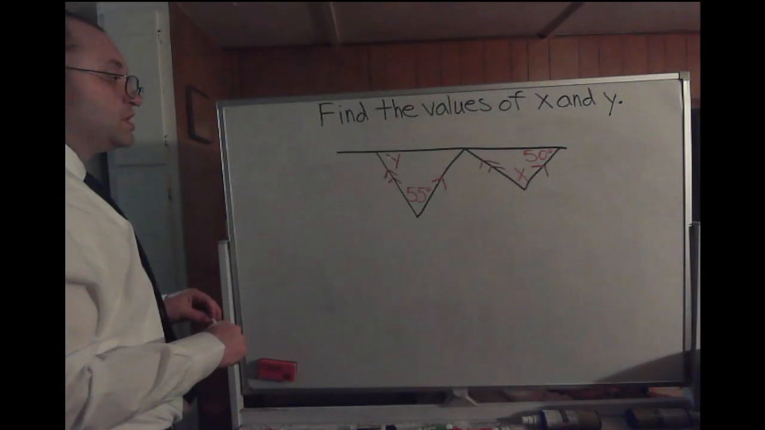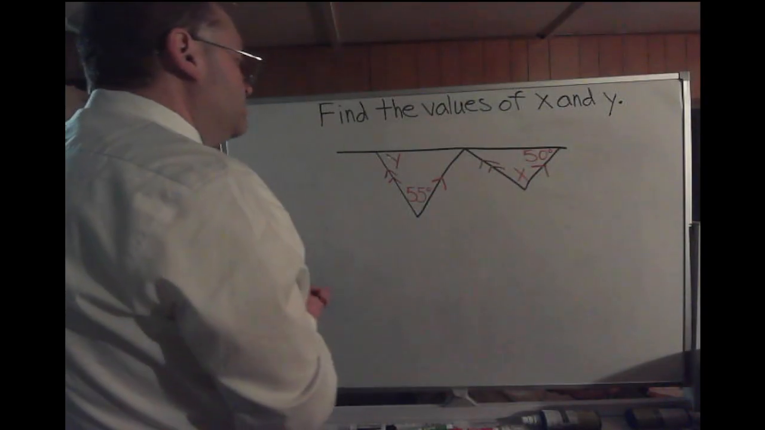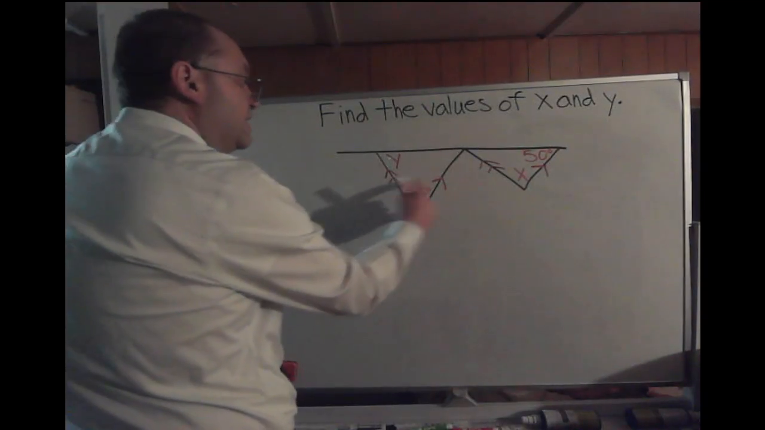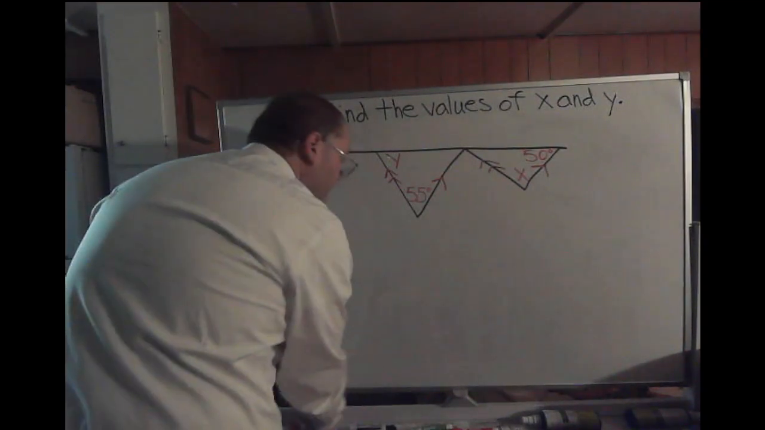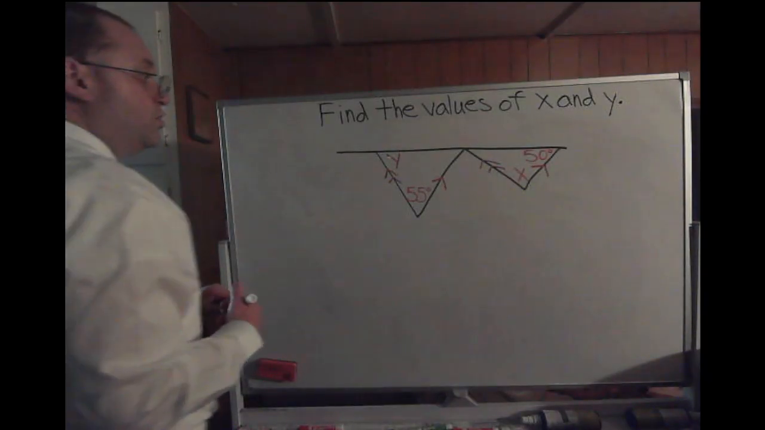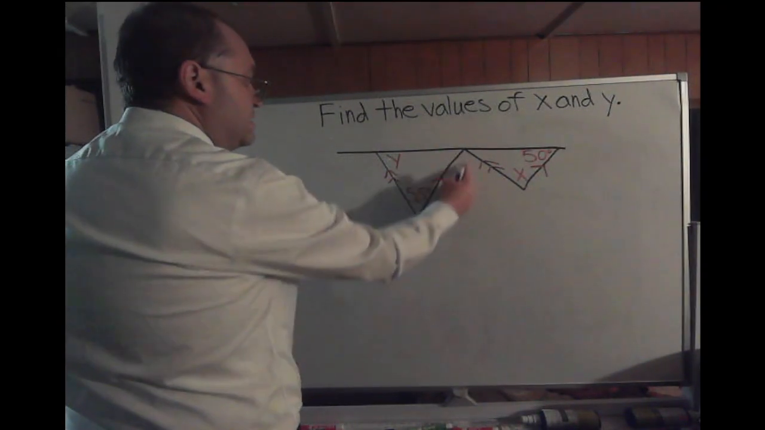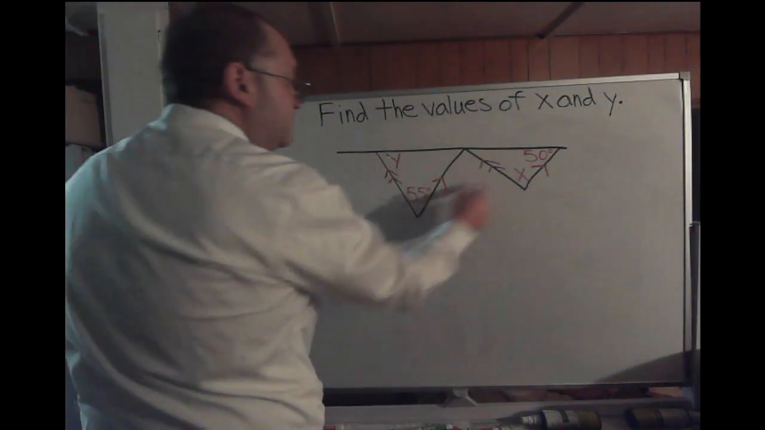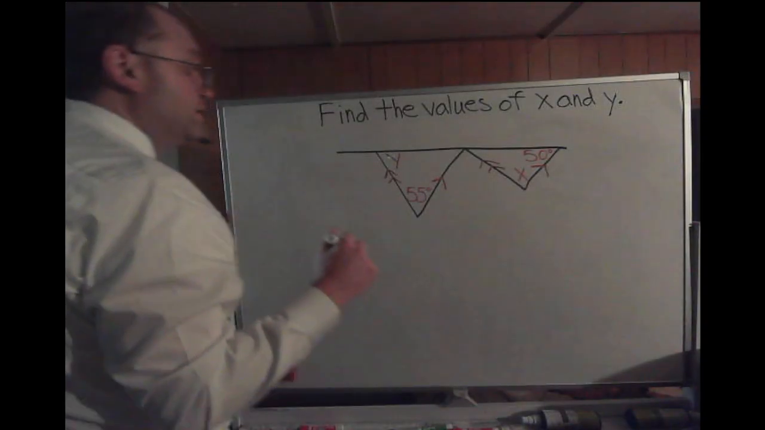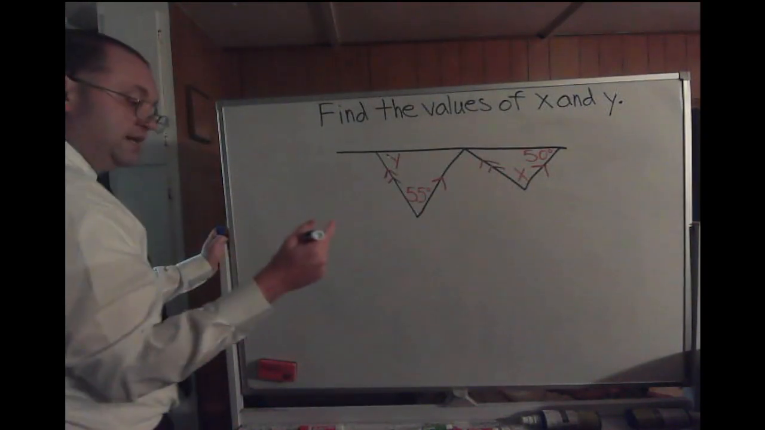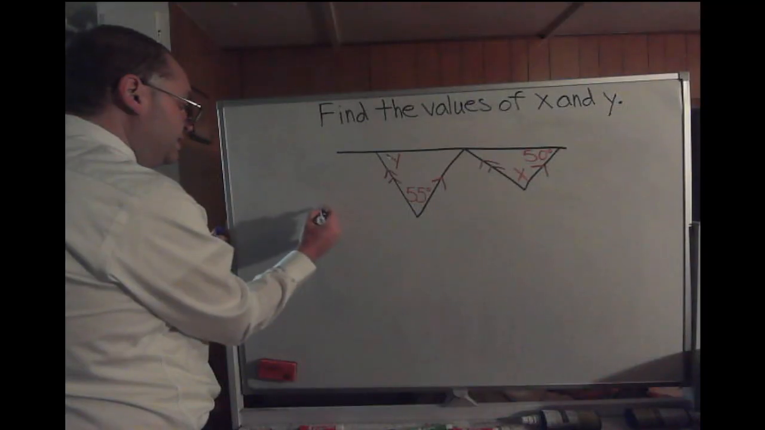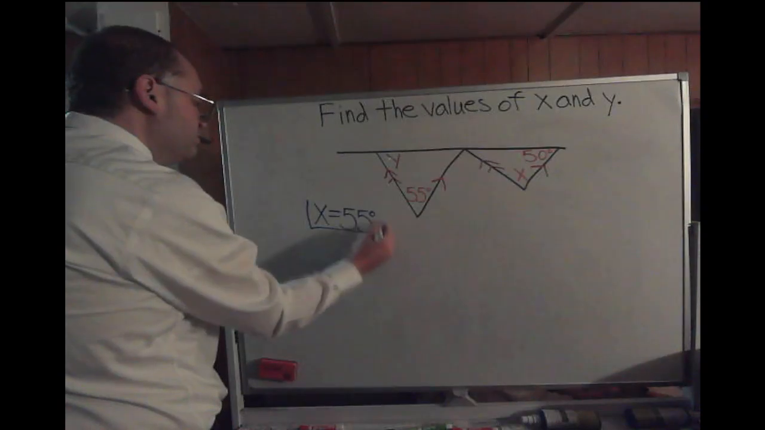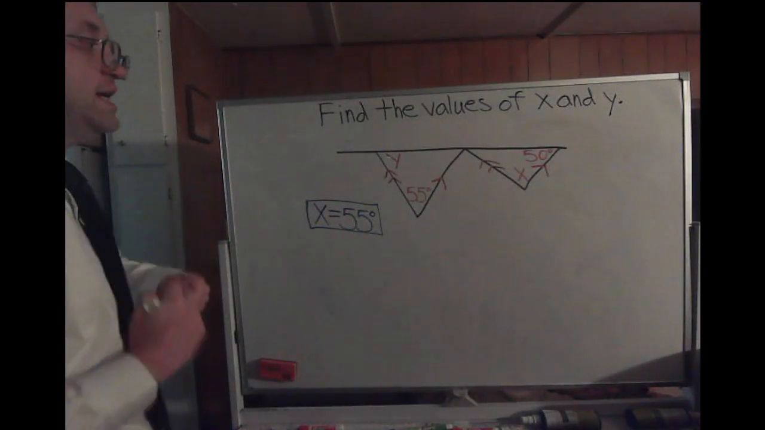Well, what we know is that these two lines, this line and this line, are parallel, are they not? Here's your transversal that cuts them off. That means 55 and x are corresponding angles because they're on the same side of each of the parallel lines. Since they're corresponding angles, they're congruent, so x equals 55 degrees. That one wasn't so bad. Here's where it gets tricky with y.